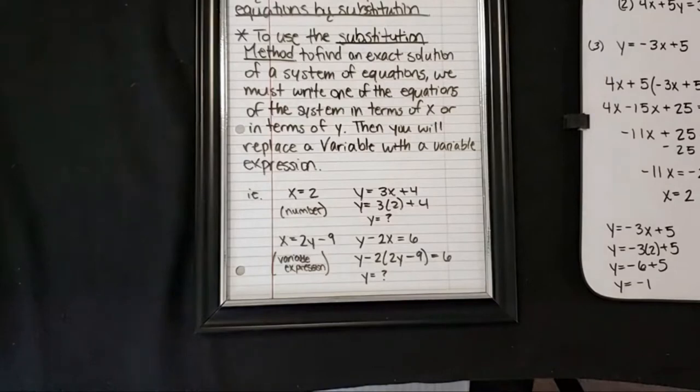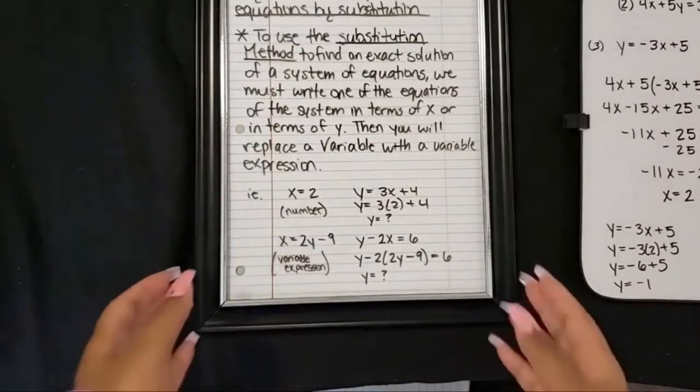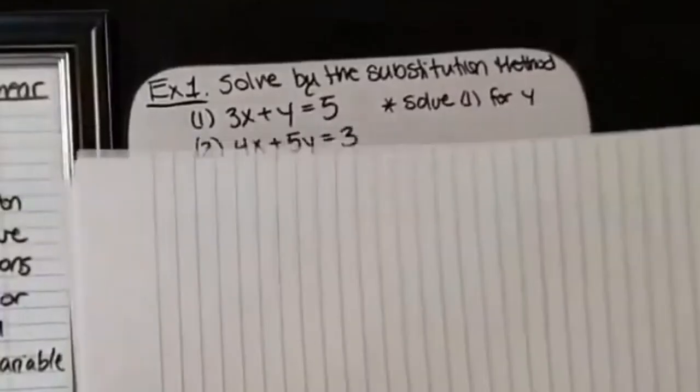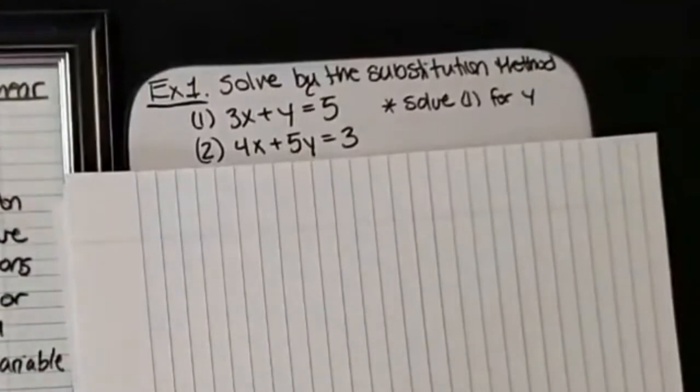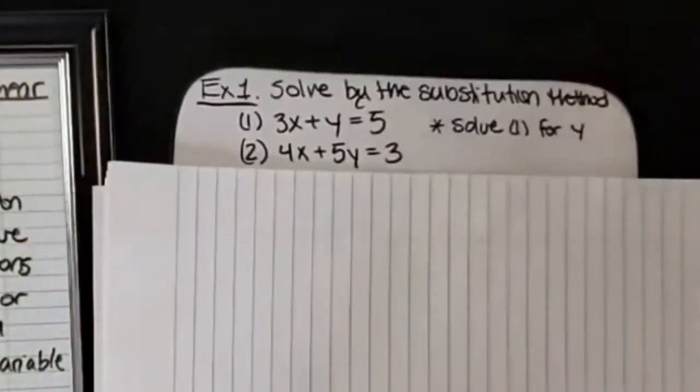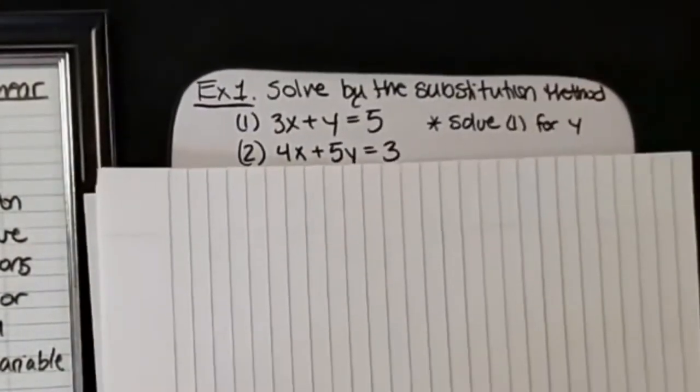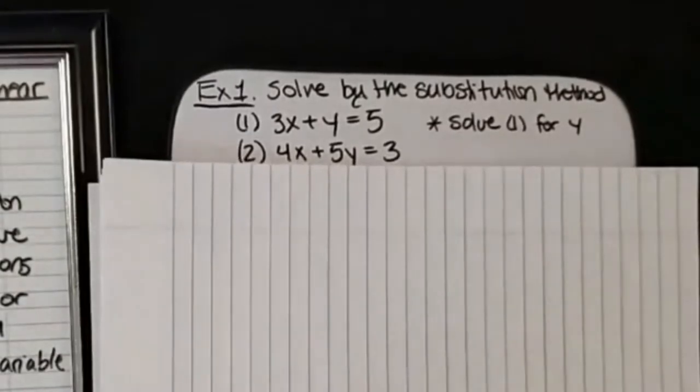Okay, so let's keep on going. Let's look at example 1. With example 1, they're telling us to solve by substitution. If you solve this by any other method other than substitution, the answer could be right, but because you did not follow the directions and do what was asked of you, it's technically wrong.